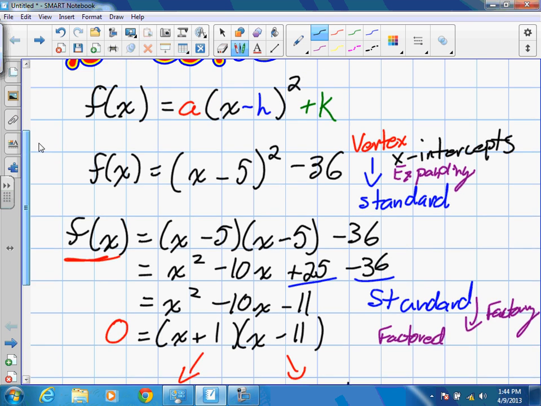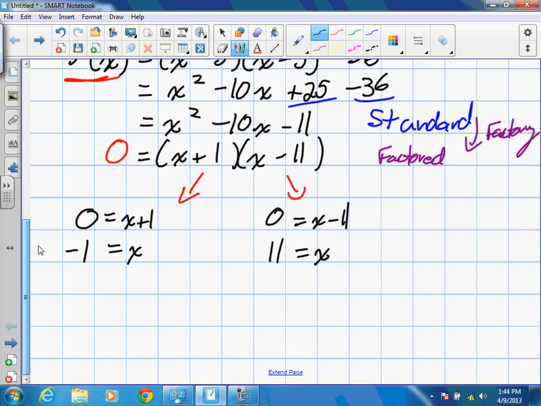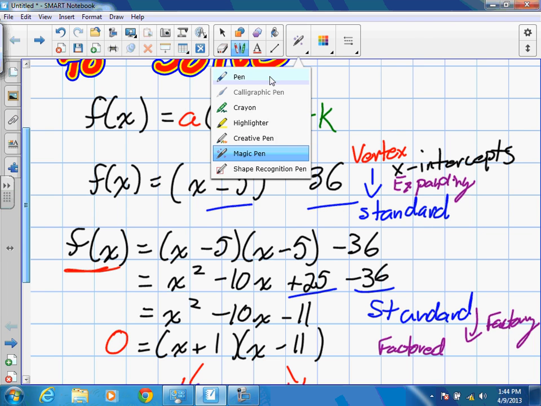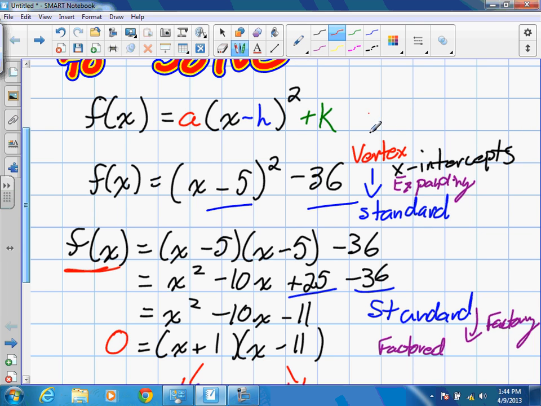And just to go full circle here, how would I find the vertex? Now I know we started in vertex form, so let's verify one quick second. What is the actual vertex when looking at this vertex form? That's right. The actual vertex is positive 5 and negative 36.